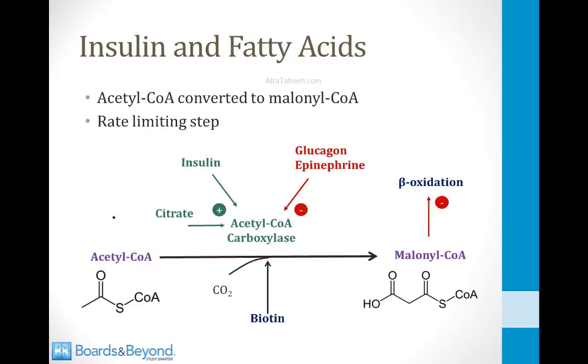The rate-limiting step in fatty acid synthesis is the conversion of acetyl-CoA to malonyl-CoA. The enzyme that catalyzes this step is called acetyl-CoA carboxylase, and this enzyme is activated by insulin so that you get more fatty acid synthesis when insulin levels are high. Conversely, when insulin levels are low and glucagon rises, this enzyme will become inhibited.